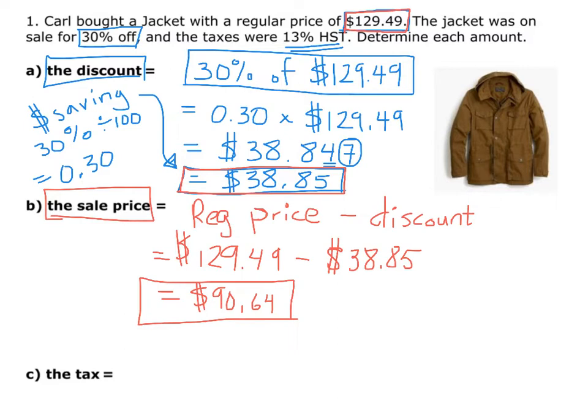Then it asks me actually to figure out what the tax is. So if we want to figure out the tax, we're going to have to remember that tax is always this number here, 13%. Okay, HST in Ontario, that's how much we're always going to pay in tax. We're going to pay 13%. So we have to figure out what 13% tax is on this sale price.